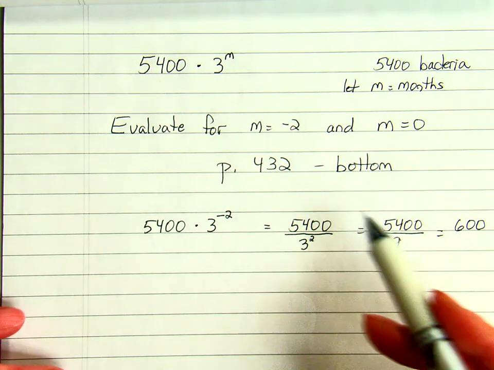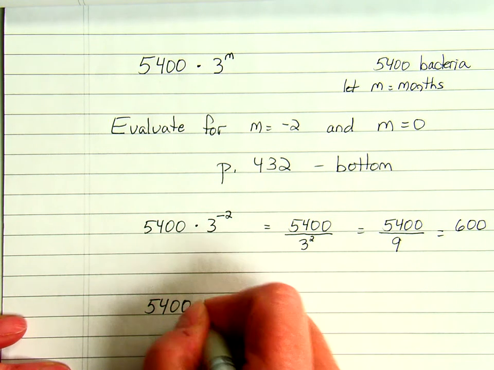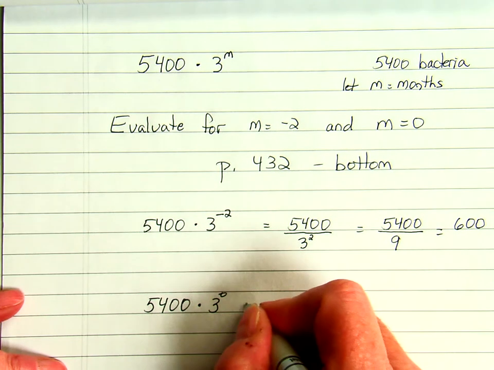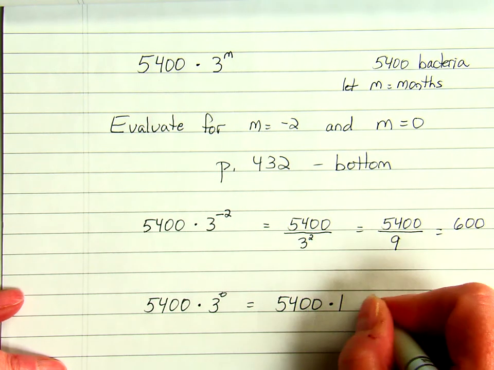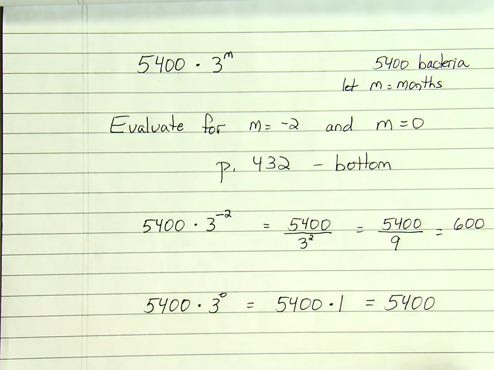Now let's evaluate it for m equals 0. So now we've got 5,400 times 3 to the 0 power. Well, that's basically saying 5,400 times 1, which is equal to 5,400. So what we're talking about here is actual current time. At this point in time, we're at 5,400. We are at 0 months at this point. So I hope that this is all pretty understandable as far as the word problem.